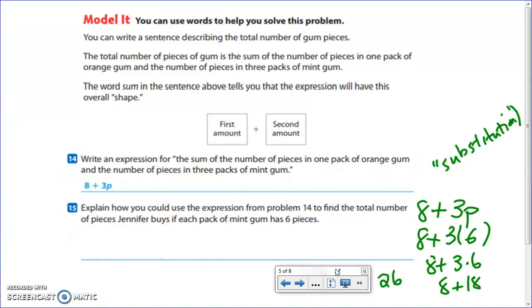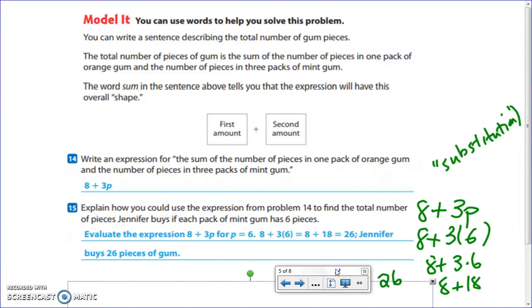So I know that there must be 26 total pieces if each pack of gum has 6 pieces, and I know that through substitution. And you can see that they even used parentheses in the book. That makes me very happy. Right there, they replaced the letter with the number. Using parentheses, that's especially important, so she must have bought 26 pieces of gum.